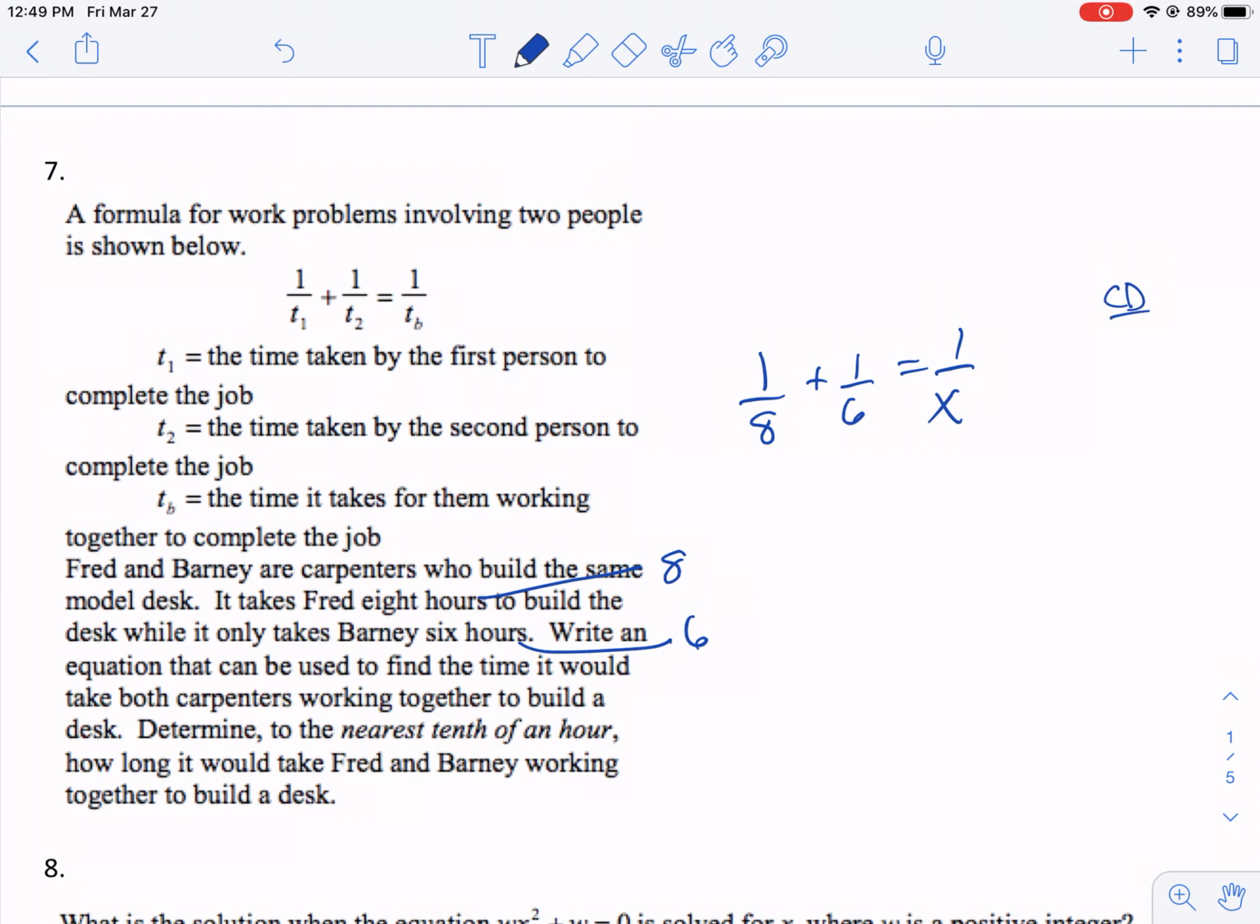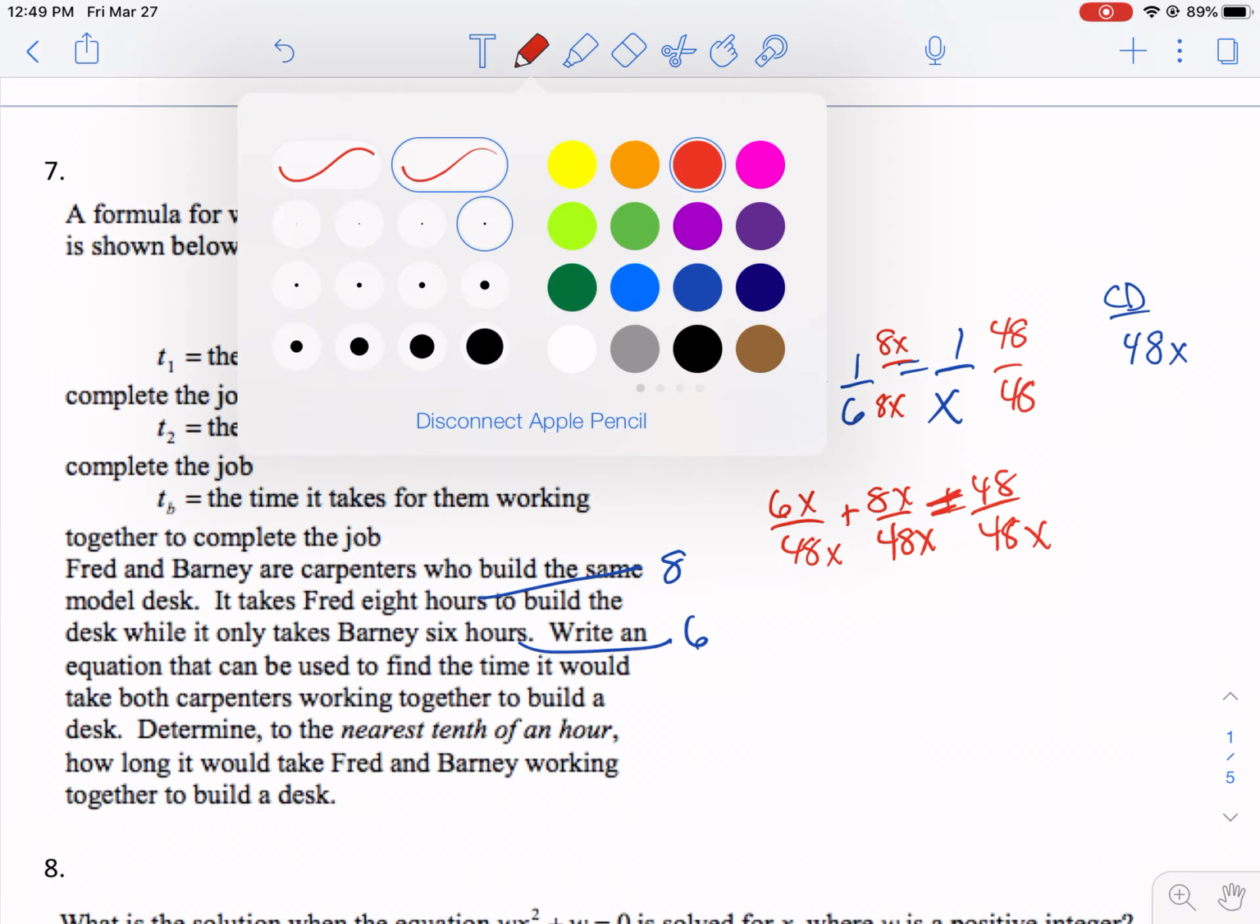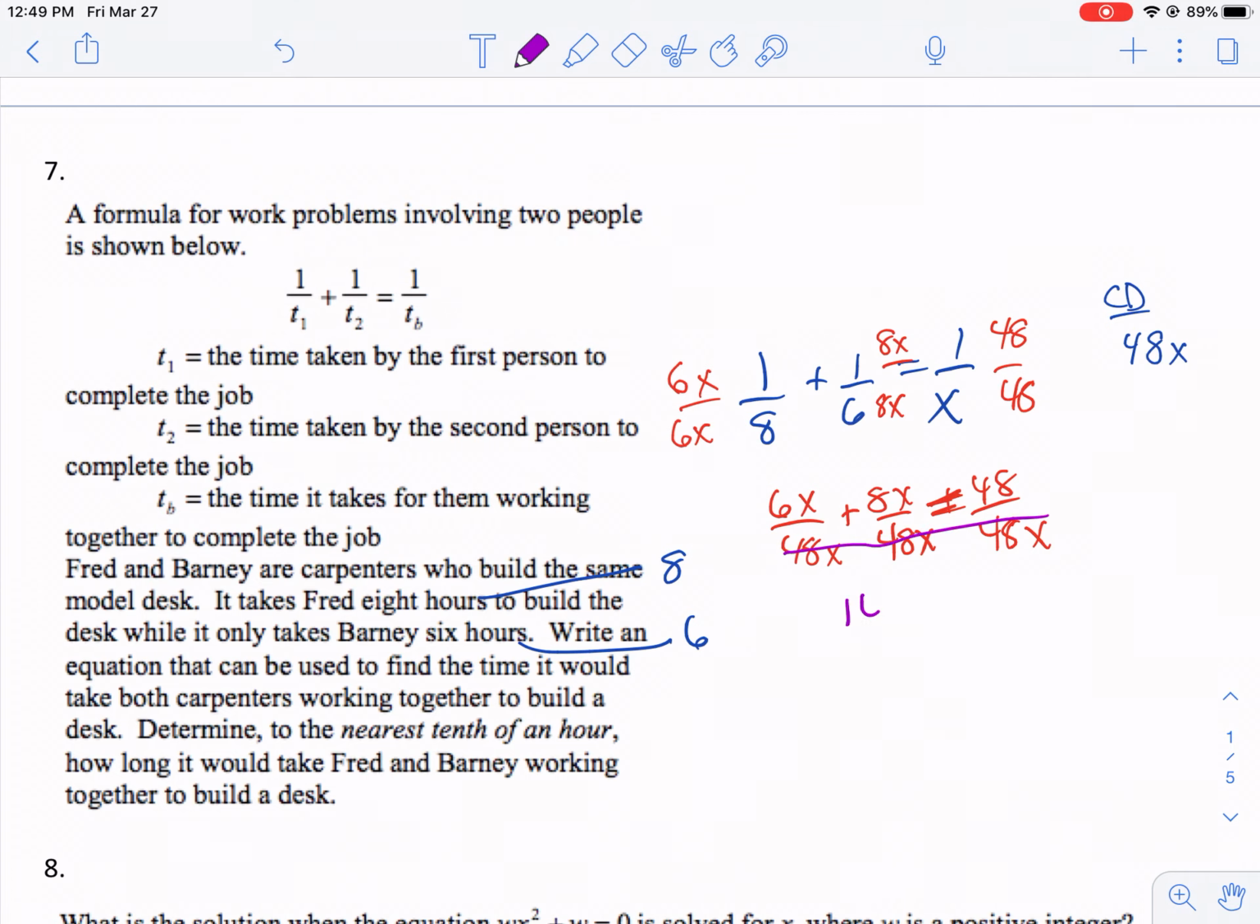Common denominator. Lowest one's 24, but most of you will probably think 48, because 6 times 8 is 48, with an x. So we'll make them all match. Multiply the first one by 6x, the second one by 8x, and the last one by 48. So we get 6x over 48x plus 8x over 48x plus 48 equals 48 over 48x. Alright, drop denominators. We get 14x equals 48, divide by 14.